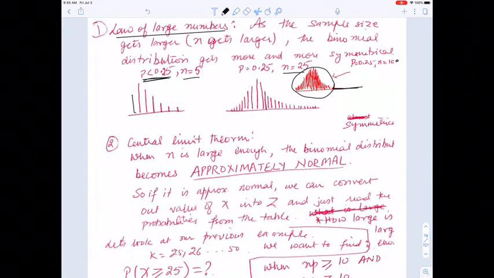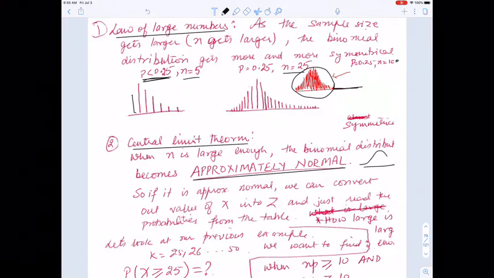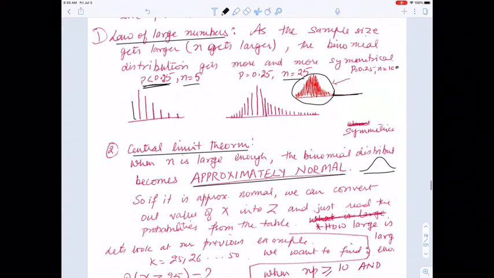So based on this, a theorem has been proven, which is the central limit theorem. What does this theorem state? It states that when n is large enough, the binomial distribution behaves approximately normally. So it looks like a normal distribution. Remember what is normal distribution? Normal distribution is a symmetrical distribution with shaded area. In binomial distribution, we don't have shaded area.